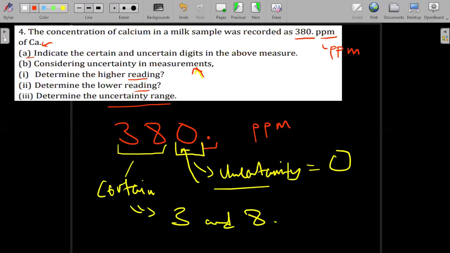So how do you determine the higher reading or the lower reading? Okay, so you look at your number that you've been given, and then you focus on the uncertainty digit.